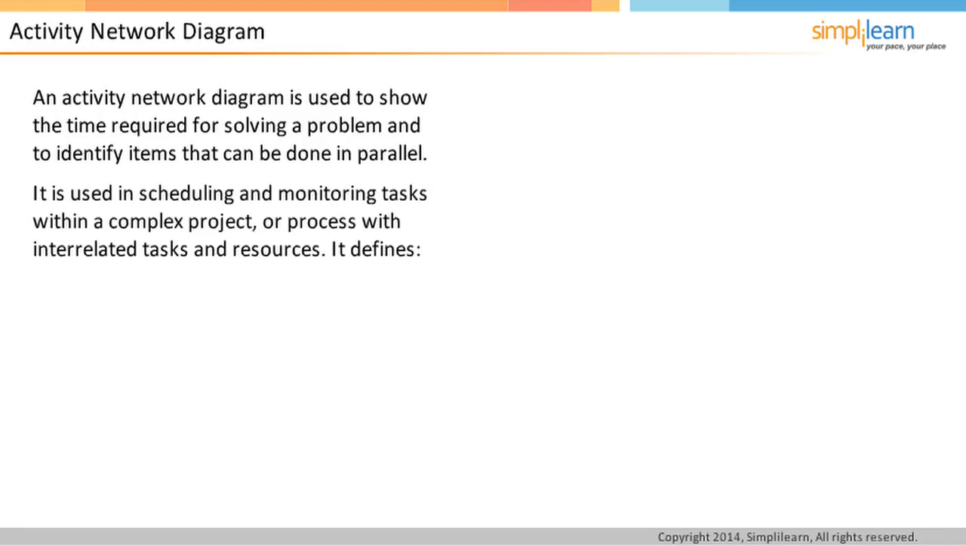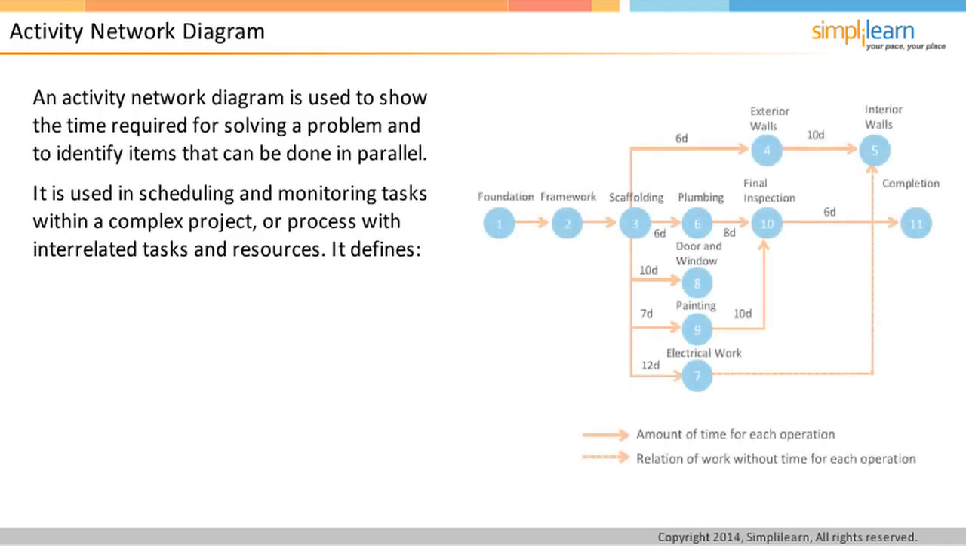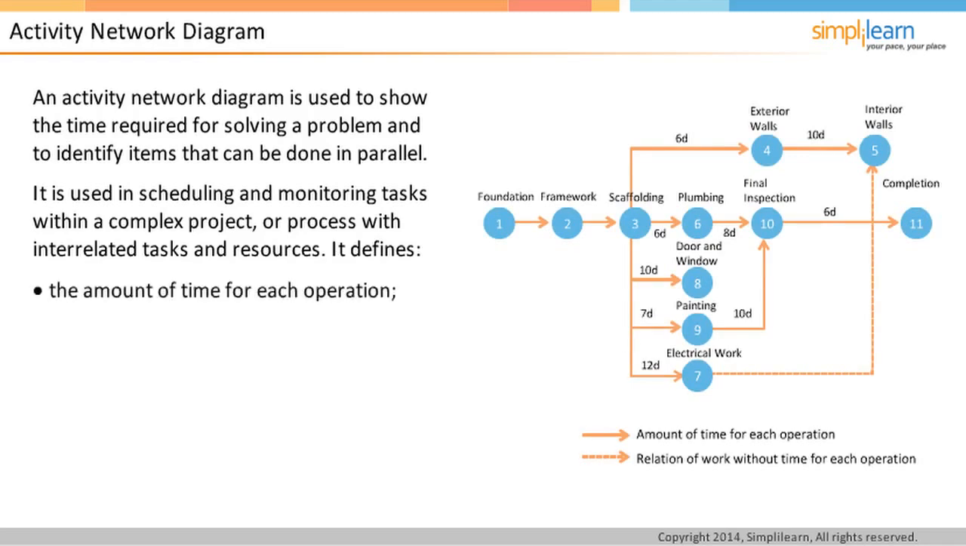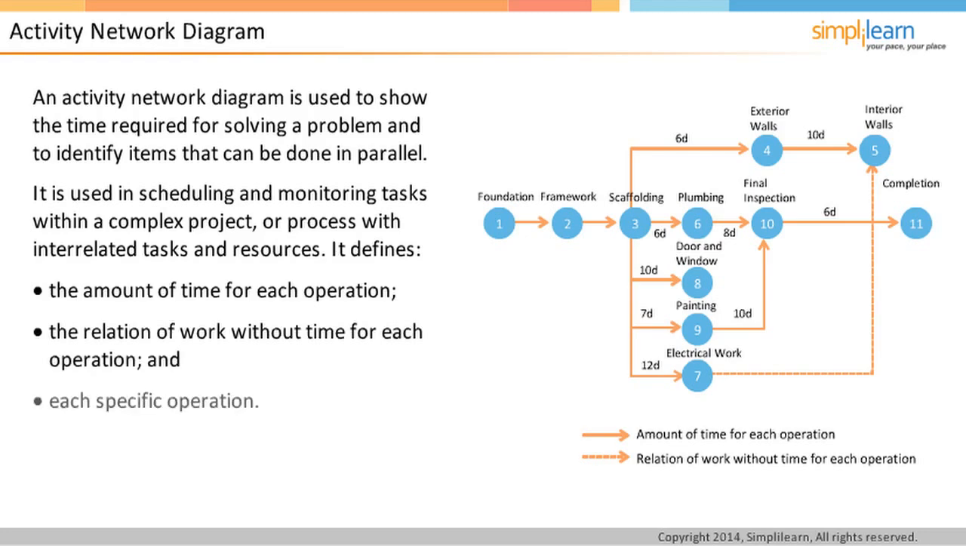The original Japanese name for this tool is arrow diagram. The given activity network diagram shows a house construction plan and identifies the factors involved separately, like the amount of time for each operation in one situation, the relationship of work without time for each operation, and an operation by itself. The number of days is denoted by D.